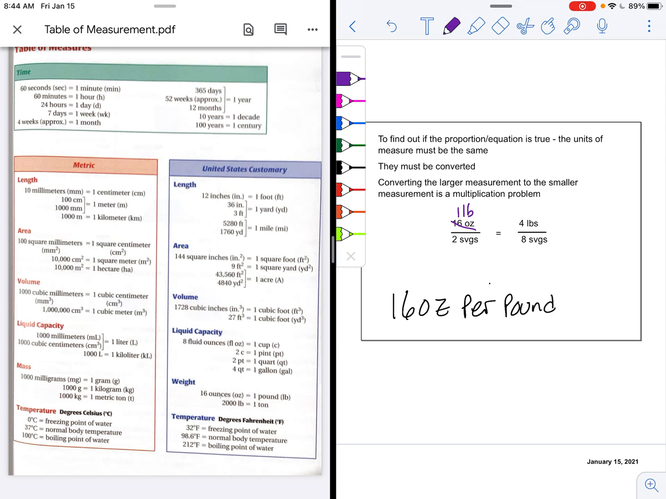Now that they are both in pounds to servings, I can cross multiply, divide, and see if that works. So 2 times 4 is 8, and 8 times 1 is 8. So they are indeed equivalent.